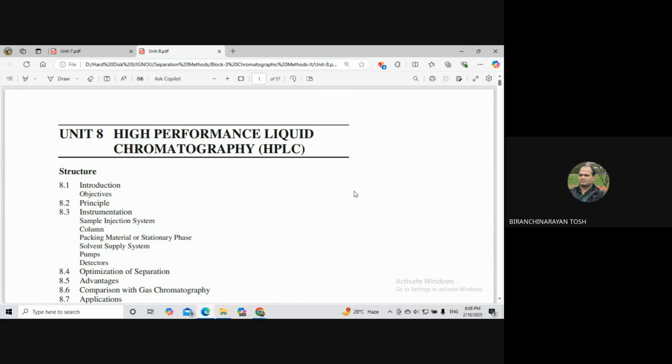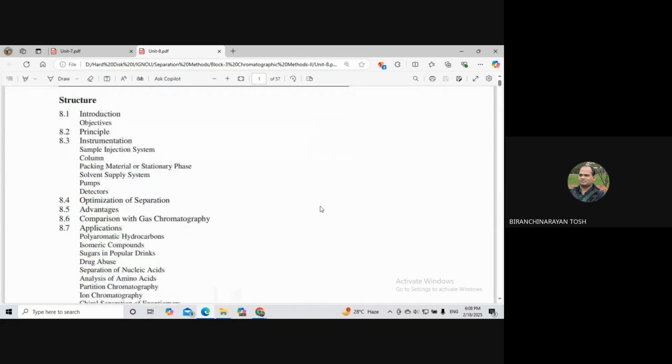Okay, we'll start the next unit, that is HPLC, or high performance liquid chromatography. The course structure is like this: introduction, principle, instrumentation, then optimization of separation, advantages, comparison with gas chromatography, then application.